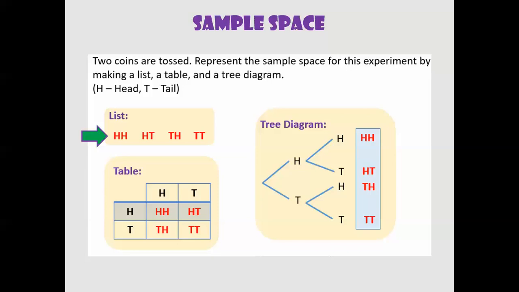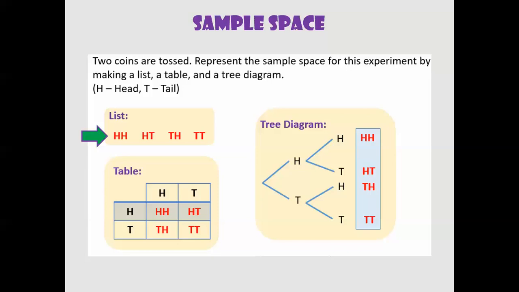Listing them in this case is pretty easy because it's two coins. They each just have one possibility, one head or tail, so it's pretty straightforward. However, once your situation gets a lot more complicated, a list could be problematic because it might be easy to overlook some of the possibilities.